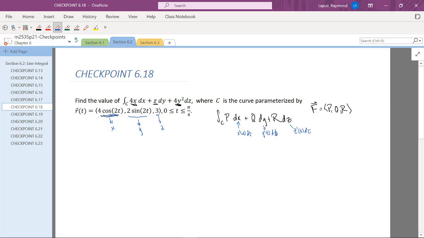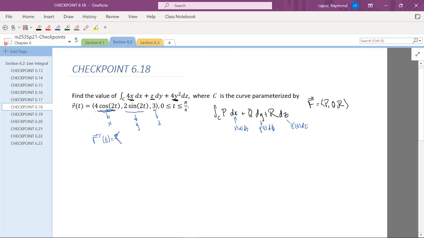All right, we're going to need the derivative of the parameterization. The derivative of cosine is negative sine, and there's an extra 2 that comes out, so let's call that negative 2 sine 2t. The derivative of sine is cosine with an extra 2 coming out, so that's going to be 4 cosine 2t, and the derivative of 3 is 0.